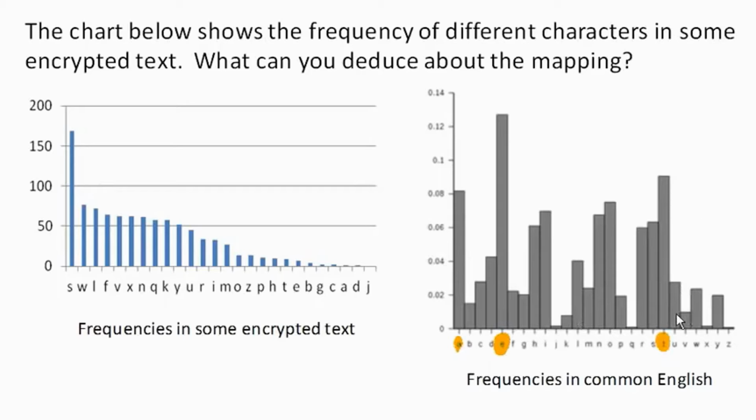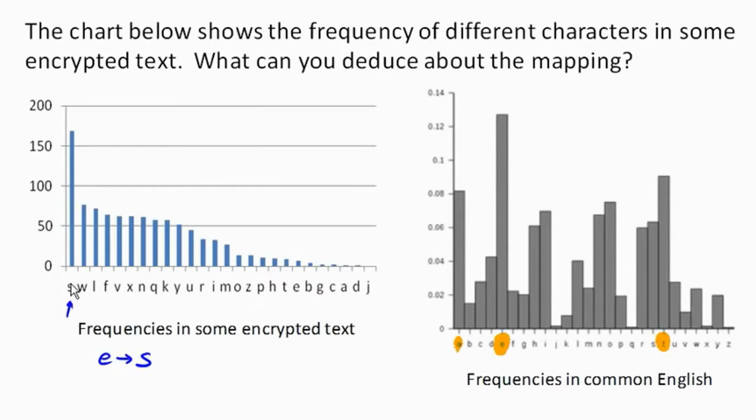So in this case, what we have on the left here is some encrypted text, and the frequencies of different letters were calculated. How often each letter showed up in the text. So what can we deduce from this? Well, since the character S here is showing up with the most frequency, it's really likely that our original mapping mapped the letter E to the letter S, and so that S can be decrypted as the letter E.